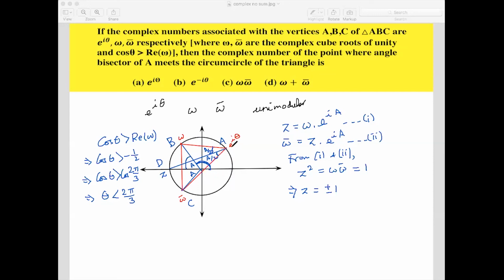So since the diagram looks like this, z has to lie here. So z cannot be plus 1. Therefore, z has to be minus 1. And what is minus 1, by the way? It is omega plus omega square, which is omega plus omega bar. The correct answer is choice D. Got it?